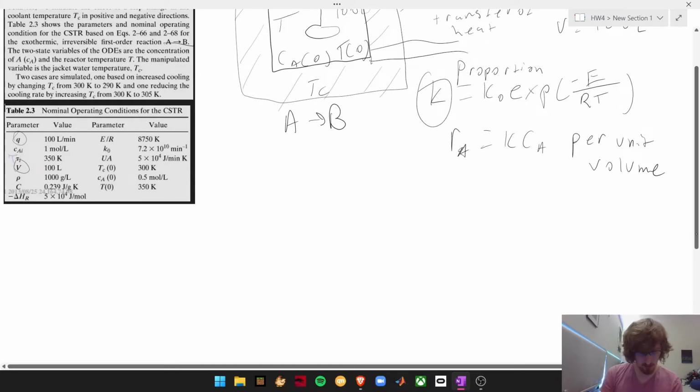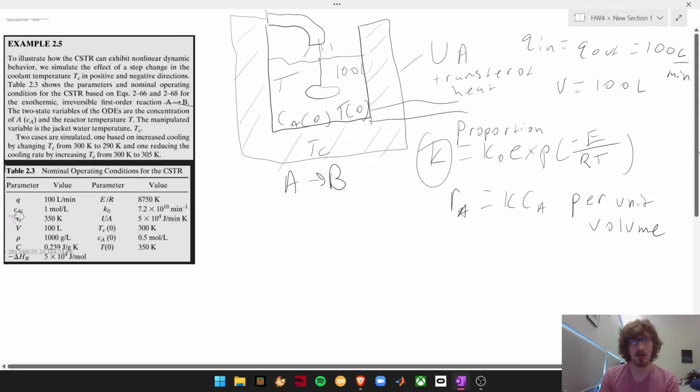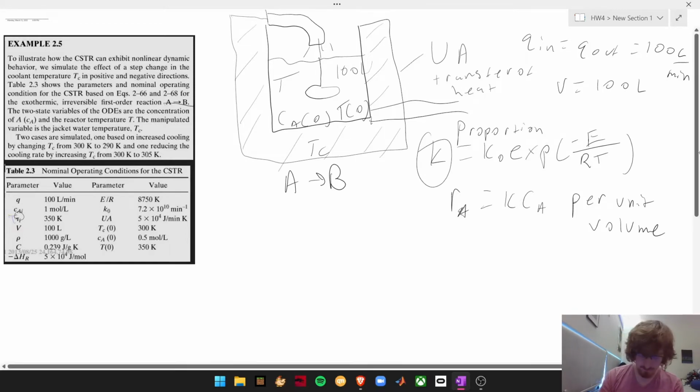So now our goals here are to find the changes in the concentration of A and the temperature. And we're also going to use some of these other parameters up here, but we don't need those quite yet. I should note that the temperature that is going to be coming in is going to be 350 Kelvin, and the temperature that's going to be flowing out is always going to be the same temperature as the fluid inside the tank.